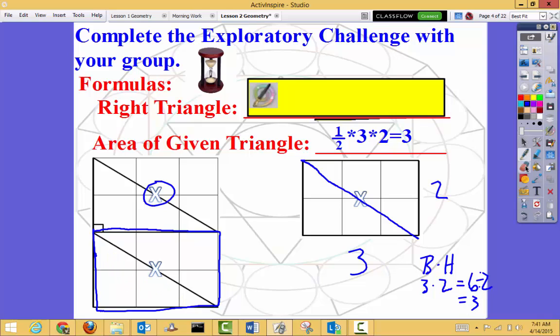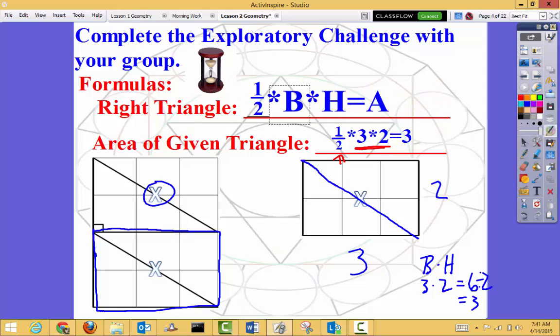So here, you'll notice this, 3 times 2, that's the area of my rectangle, and then we're taking half of it. So what I'm thinking the formula for a right triangle is this. It's half of its base times height. What does this base times height mean? Well, this is the area of a rectangle. And you'll notice a right triangle only takes up half of it.